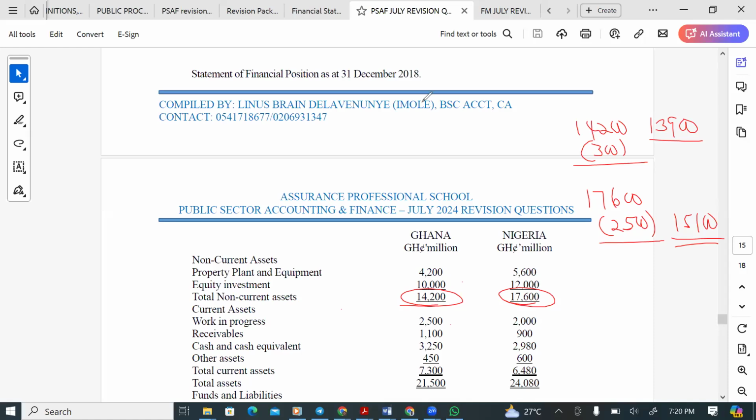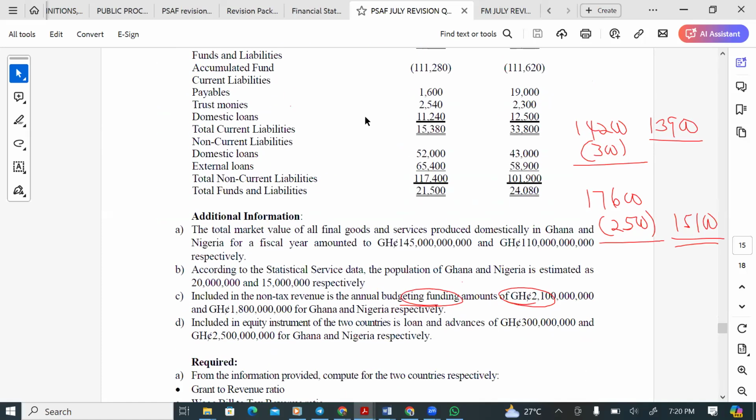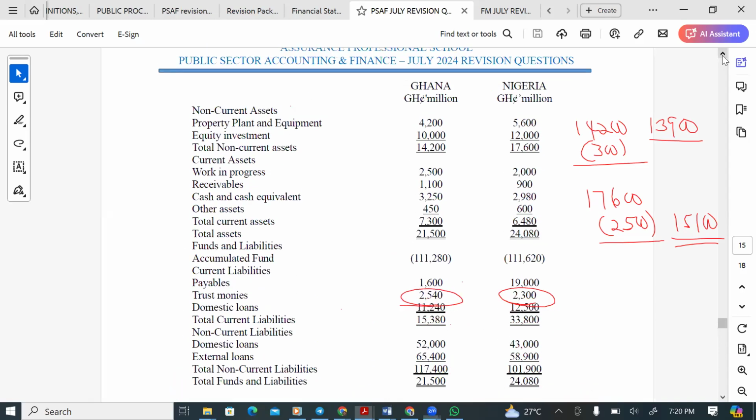If there's no footnote to this one, it means that this is relating to acquisition of capital items. But the footnote is saying that included in the equity instrument of the two countries is loan advances of 300 billion and 2,500 billion for Ghana and Nigeria, respectively. So what is the equity instrument? The equity instrument is part of the figures that we have added. So it's part of these figures that we have added to get these figures. But the loan advances are not acquisition of capital items.